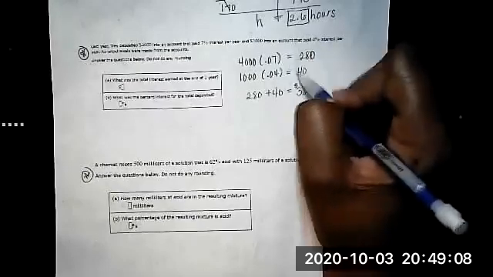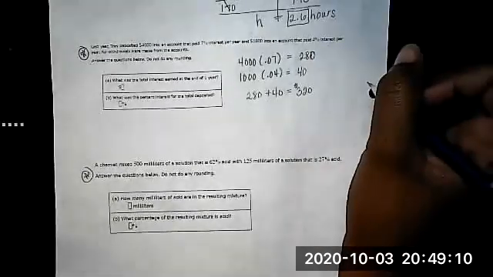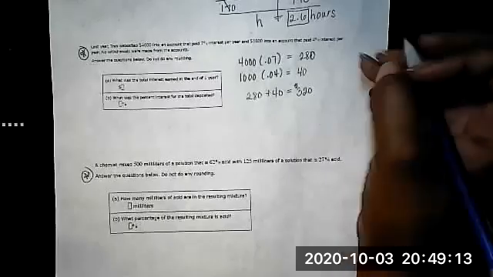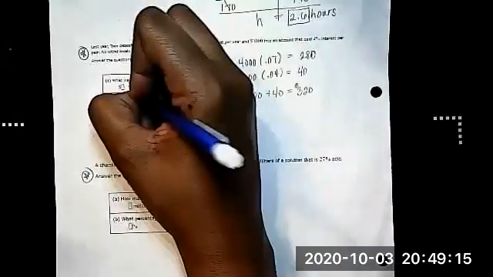Okay, so this is the interest with the $4,000 one, and this is the interest with the $1,000. When I add them together, I get 320. That would be the answer for A. Okay, I put 320 there.